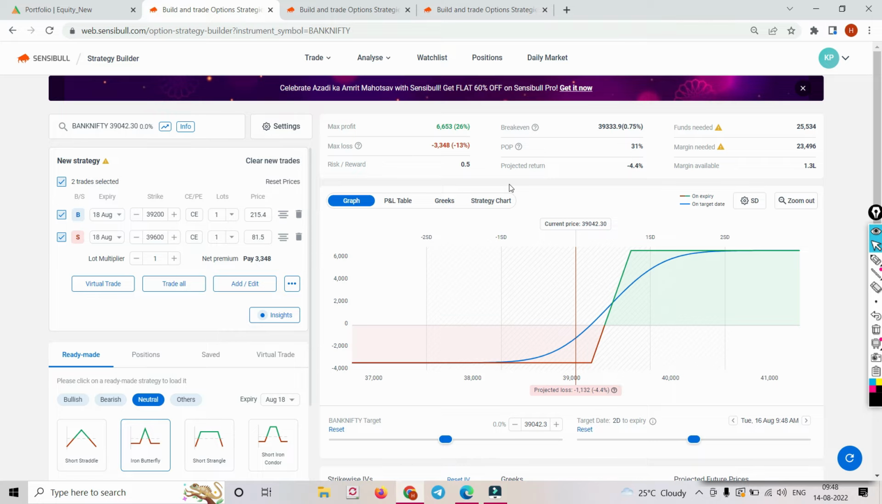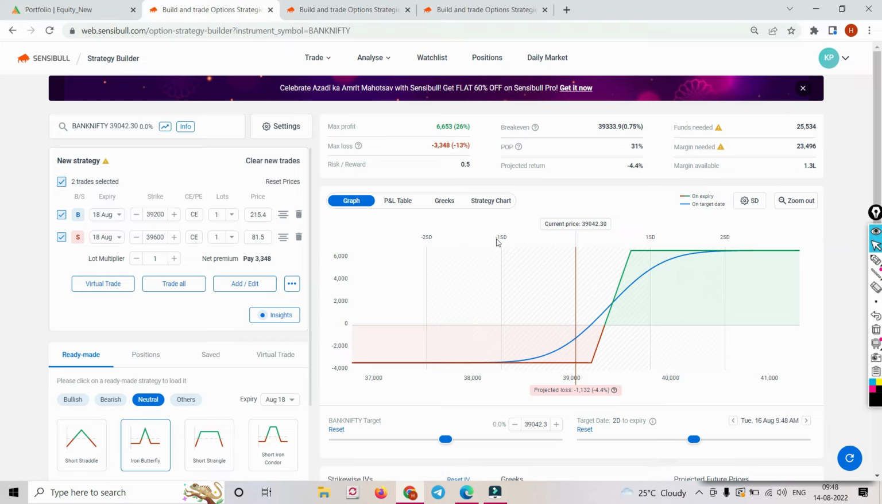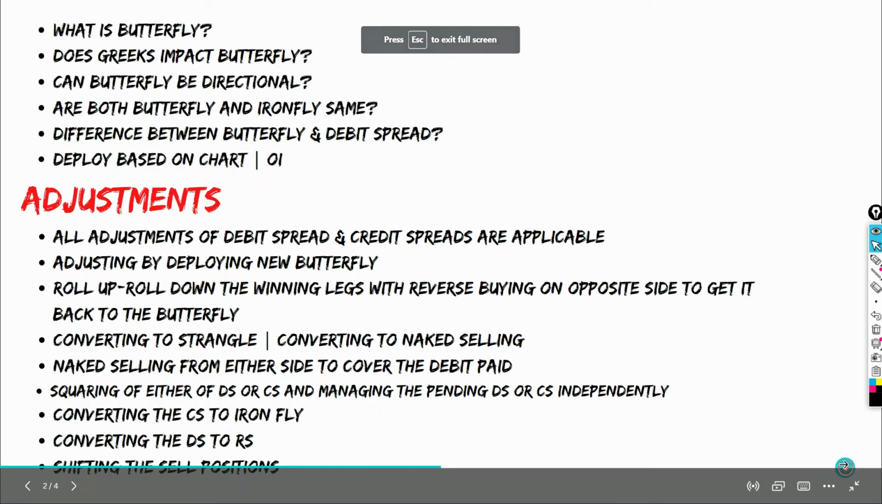Whenever you have the, sorry friends, whenever your market view is sideways to mild bullish, go for butterfly. Whenever your view is sideways to super bullish, go for the debit spread. Okay, that's it. So now let's come back to the presentation.